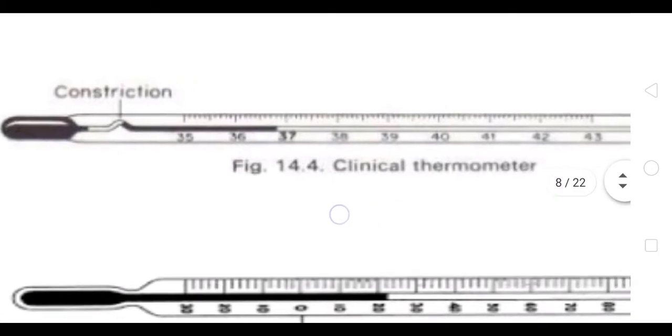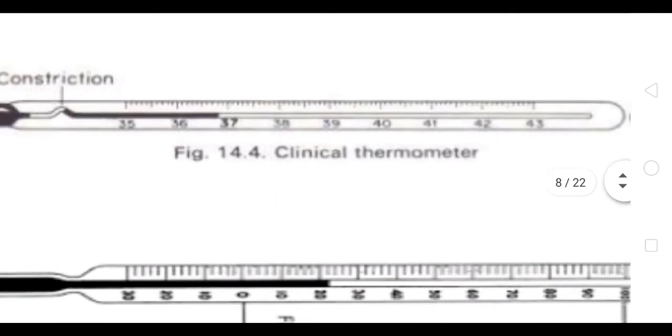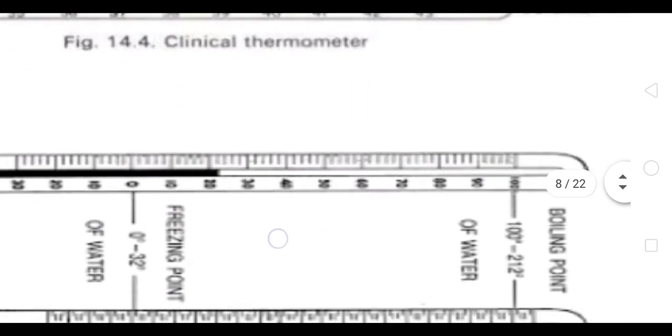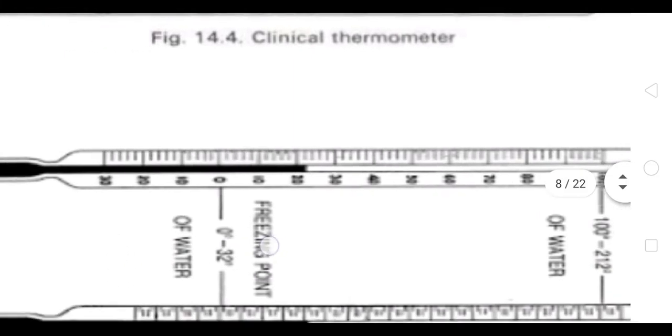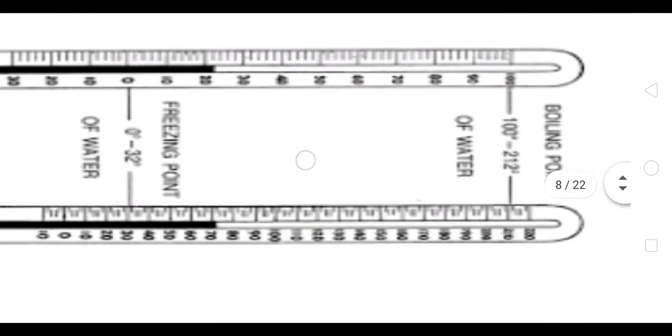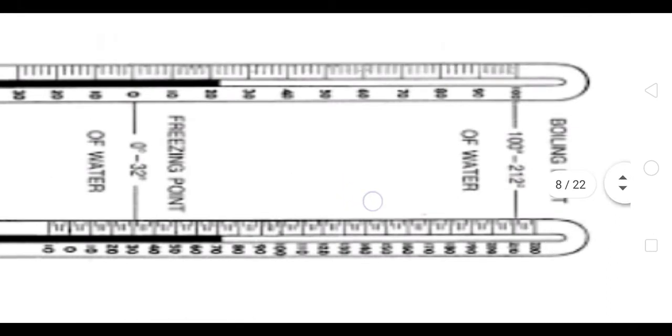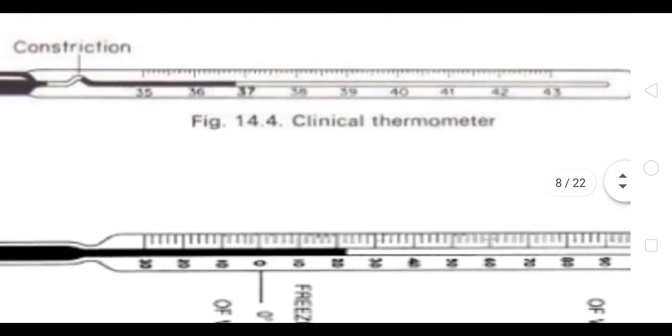Here you can see the reading of the thermometer. It is from 35 to 43 degrees. But in the other it is higher, 30 to 100. Similarly, 10 to approximately 200. So this is also one of the differences between the clinical and other thermometers.